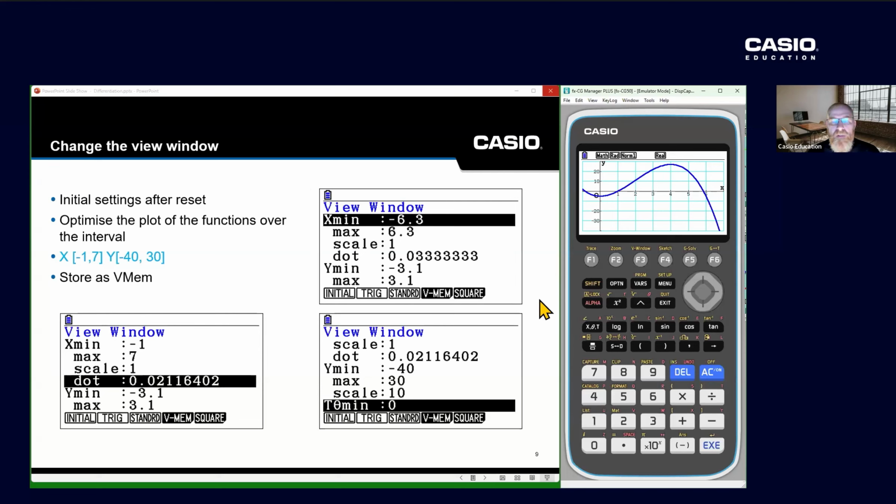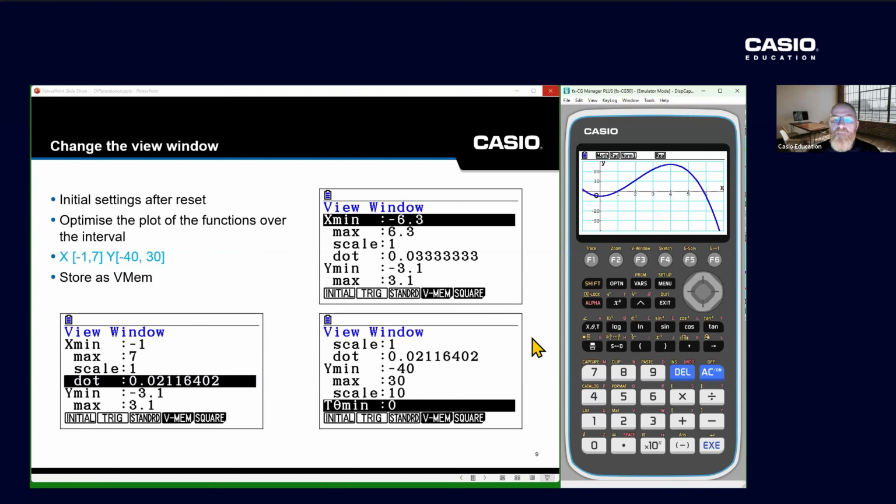So what we can do here, because we're going to do a little bit of changing, is I'm actually going to store this as a view memory. So shift and view window, can you see view memory, F4? That allows you to store and recall settings quite easily. So I can store, and there's 6 slots available. I'm just going to store them in slot number 1. And that allows me to come back to these settings quite quickly without having to manually enter the values if we do change anything later on.